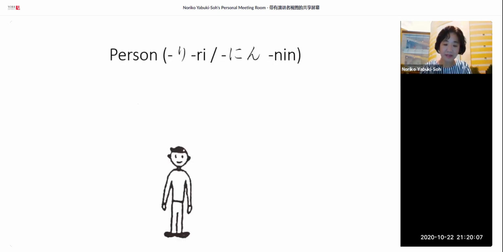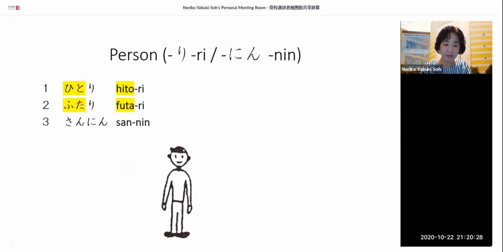So next, when you are counting people, you use a Chinese numeral followed by nin, except for 1 person and 2 persons that end with ri. Okay, let's start with 1 person, 1人. 2 is 2人. And Chinese numeral plus nin, 3人, 4人. Instead of yon-nin or shi-nin, shi-nin actually means a dead person, so please avoid that. For people it will be yo-nin.